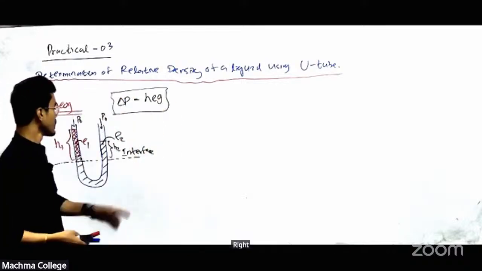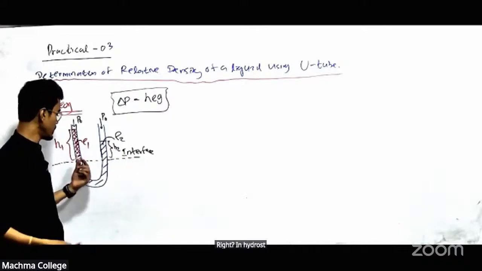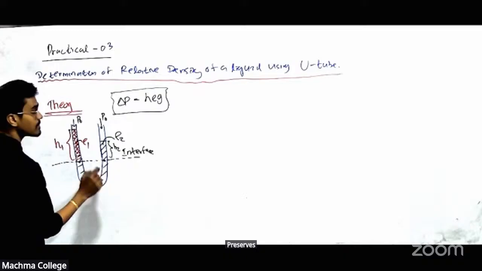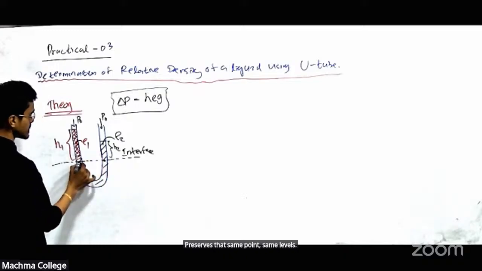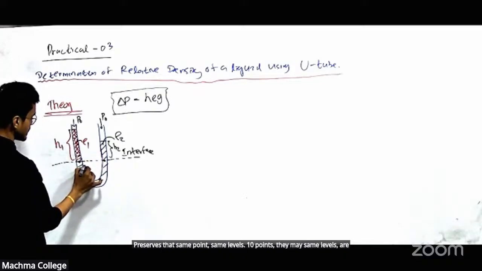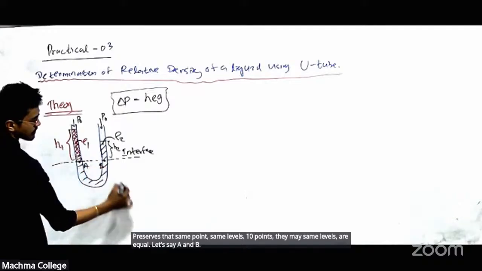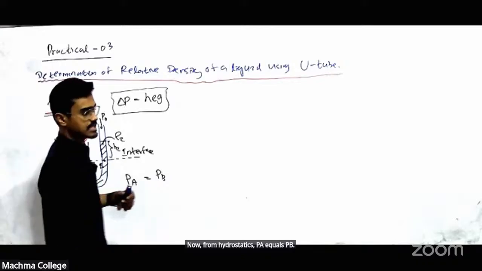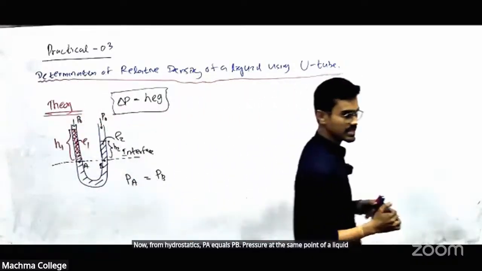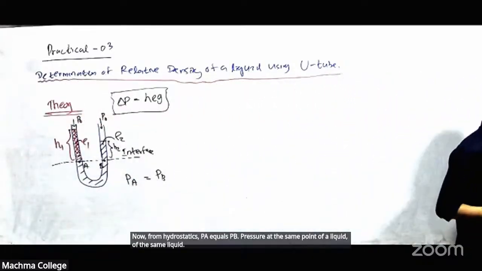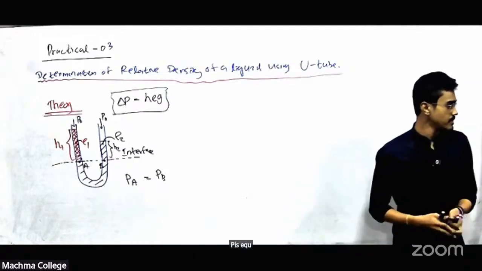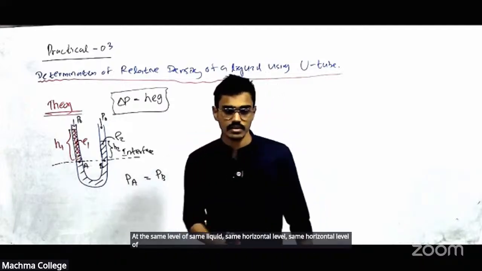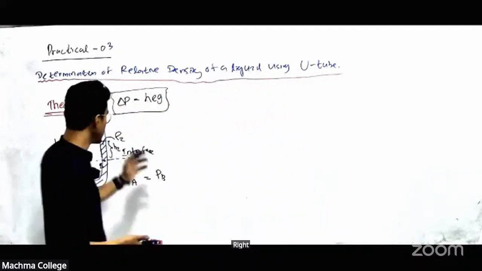In hydrostatics, we know pressures at same levels are equal. Let's say A and B. Now from hydrostatics, PA equals PB. Pressure at a same point of the same liquid is equal. Pressure at the same horizontal level of a same liquid is equal. So therefore, PA equals PB.